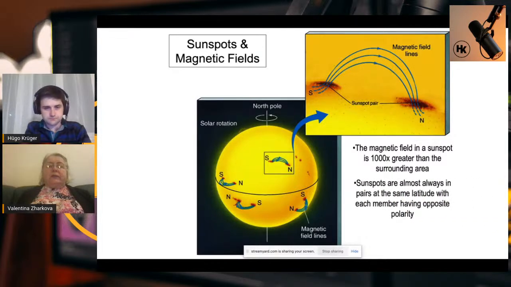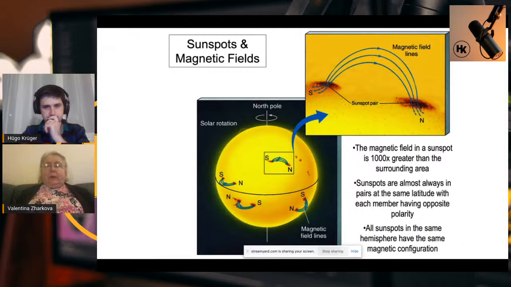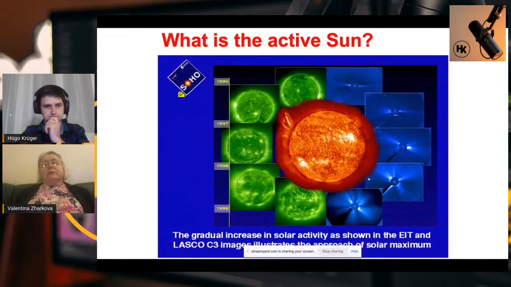As soon as we got this understanding, we suddenly realized that the magnetic field in a sunspot is very high, 1,000 times higher than the background magnetic field, and sunspots almost always appear in pairs, because a magnetic loop always has one southern polarity and another northern polarity. So they should appear in pairs. So it becomes understandable. And normally, all sunspots of the same hemisphere have the same magnetic configuration. As I said, they change in their occurrence according to the solar activity.